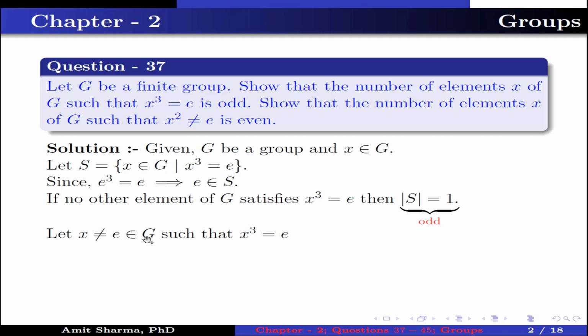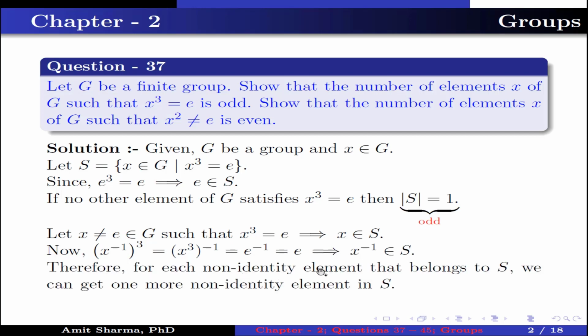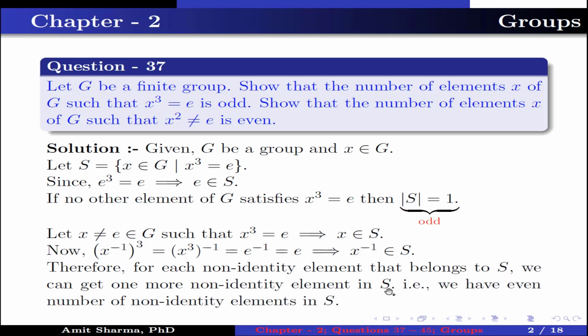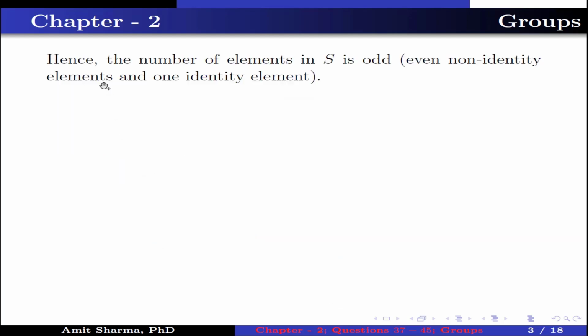Let x, not equal to identity, belong to G such that x cube equals identity. This implies x belongs to S. Now x inverse cubed is written as x cube inverse, which is equal to E inverse, which is equal to identity. This implies x inverse also belongs to S. Therefore, for each non-identity element in S, we get one more non-identity element in S. That is, we have an even number of non-identity elements in S. Hence, the number of elements in S is odd: an even number of non-identity elements plus one identity element.